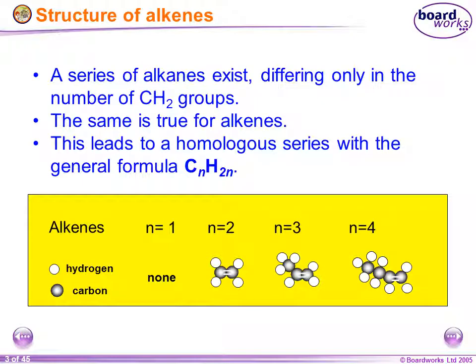A series of alkanes exist, differing only in the number of CH2 groups. And if you're not sure about that, have a look at the previous video. The same is true for alkenes. And this leads to a homologous series, that means a similar series, with the general formula CnH2n. And if you remember from the alkanes, their formula was CnH2n+2. So this is much simpler, although the other one wasn't difficult, but in this case, the number of carbons is n, and the number of hydrogens is twice as many as carbons.